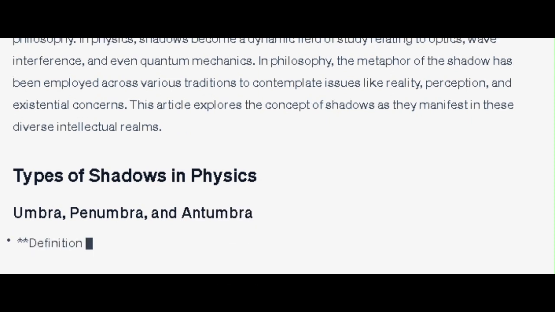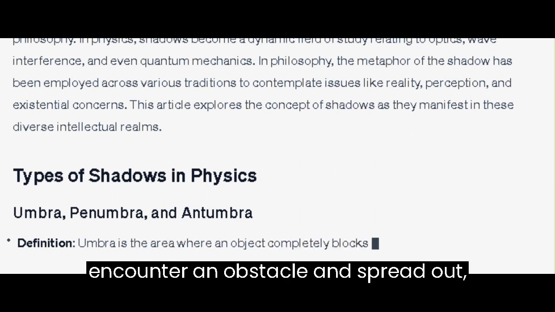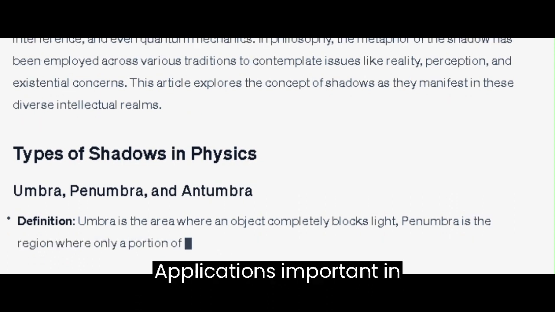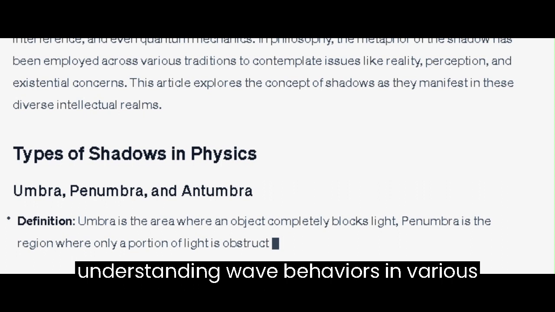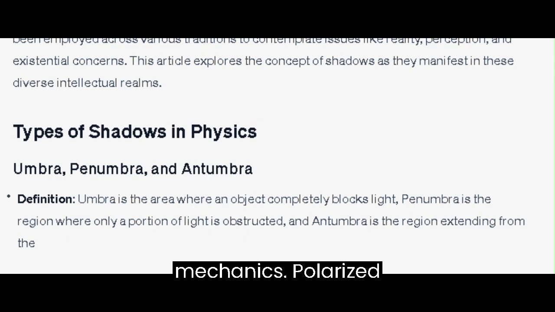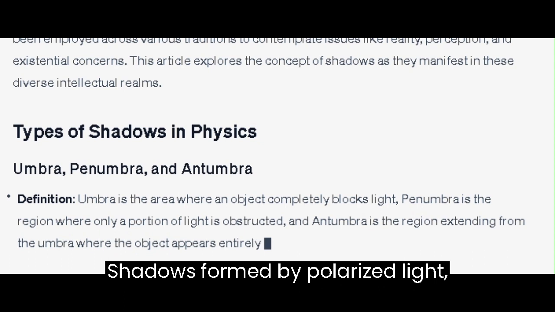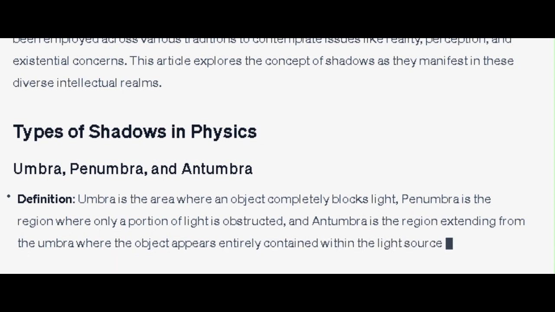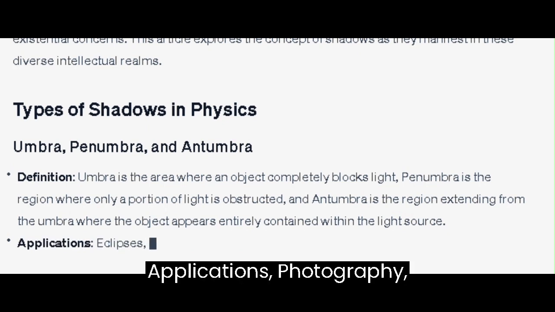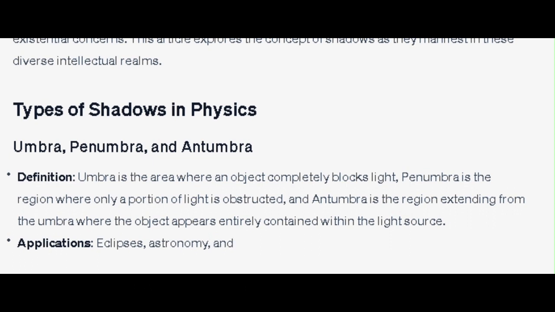Diffraction shadows. Definition: occur when light waves encounter an obstacle and spread out, causing a pattern of interference. Applications: important in understanding wave behaviors in various settings including acoustics and quantum mechanics. Polarized shadows. Definition: shadows formed by polarized light, which affects how the shadow interacts with different surfaces. Applications: photography, astronomy, and materials science.